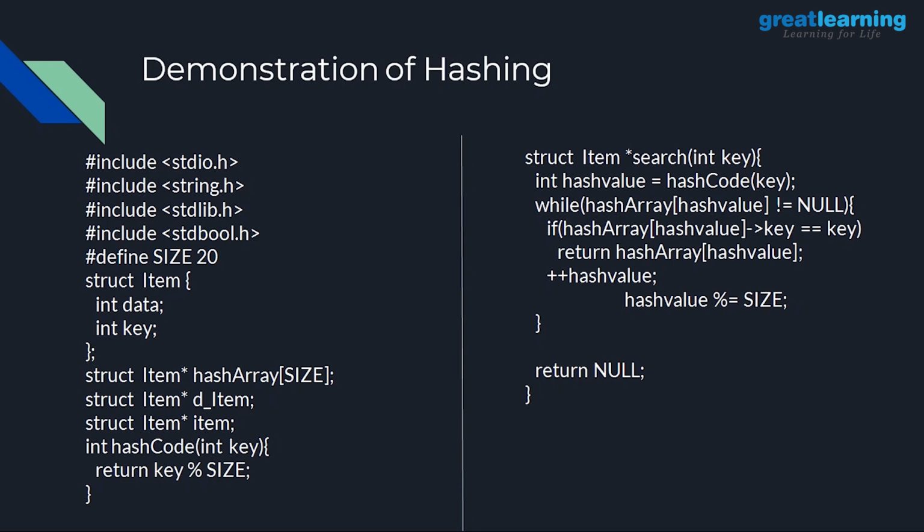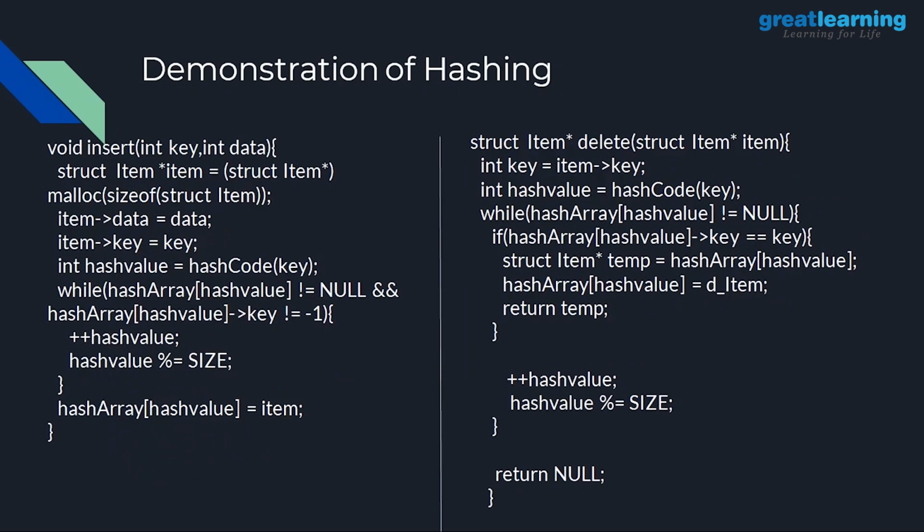Then we return that element, and similarly we will do some operations like incrementing our hash value and checking the hash value mod size. With the help of this, if there is a collision, we will try to resolve that as well. We will try to find a solution to that as well. Okay, this is how we search for an element in a hash table.